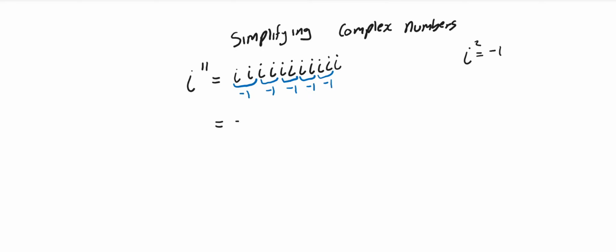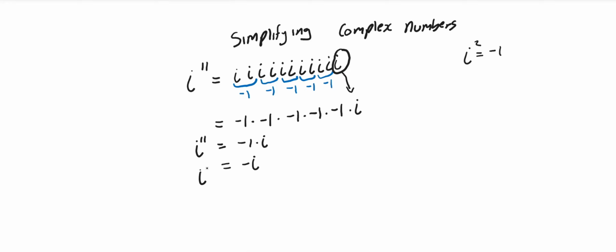So this would give us negative 1 multiplied by negative 1, multiplied by negative 1, multiplied by negative 1, negative 1, and i. Remember this i? So that's that i there. So in this case, i to the 11 would be negative times negative is positive, times negative is negative, times negative is positive, times negative would be negative. So it will be negative 1 multiplied by i, which would give us negative i for i to the 11. And this would be our answer.